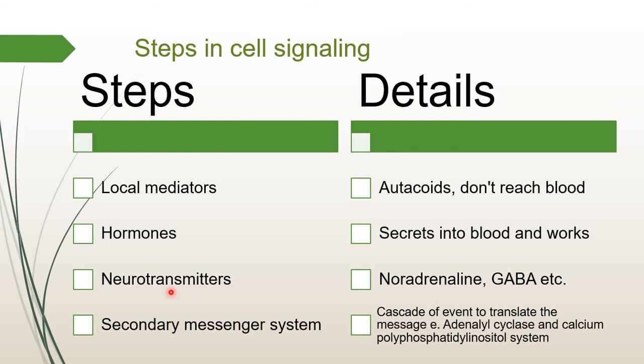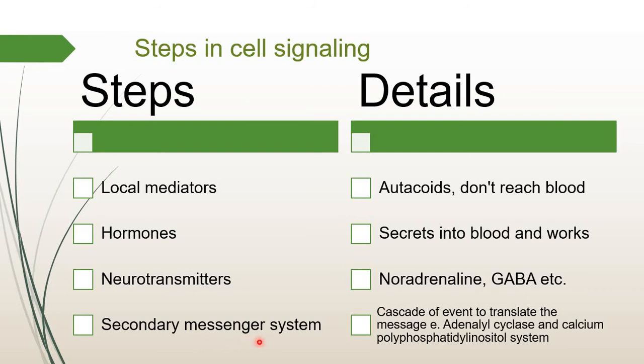There may be a release of neurotransmitters. In the case of the adrenergic nervous system, it is noradrenaline, and for the inhibitory neuron at the level of the central nervous system, that is GABA, and for the excitatory, there may be noradrenaline at the level of the central nervous system as well.